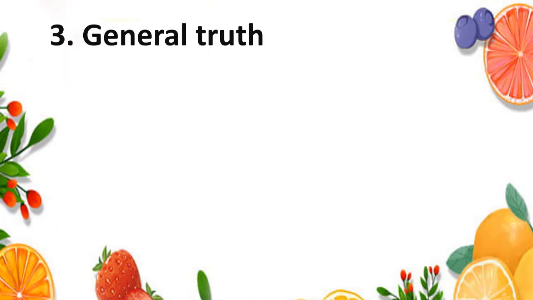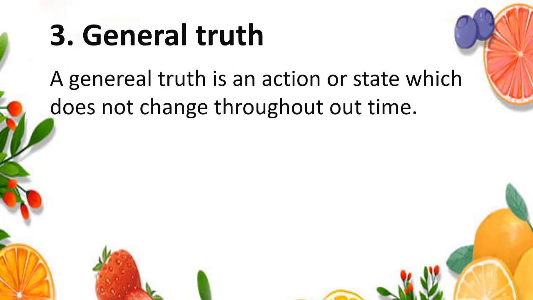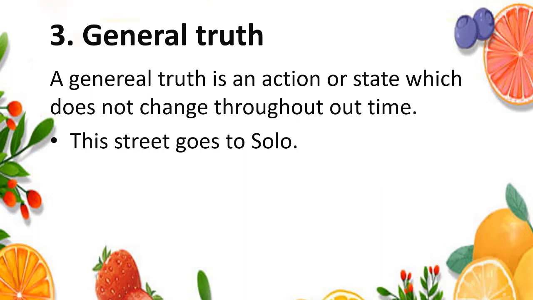And then we have the third, which is a general truth. A general truth is a condition or state which does not change throughout time. For example, this street goes to Solo. If you have a street, the street does not change from today, tomorrow, the day after tomorrow, in the future. This street goes to Solo. That's a general truth. You cannot argue. It's something which is true throughout time.